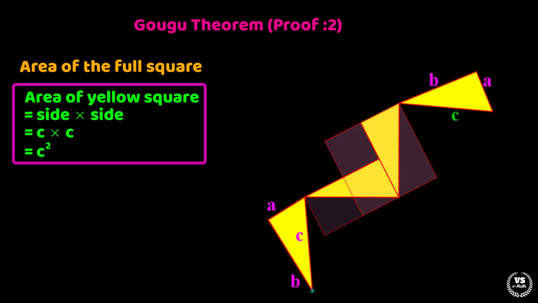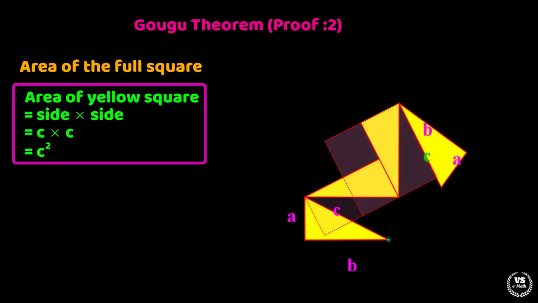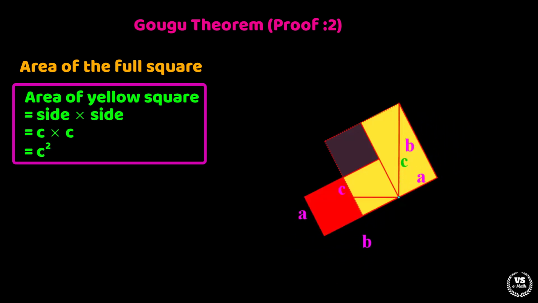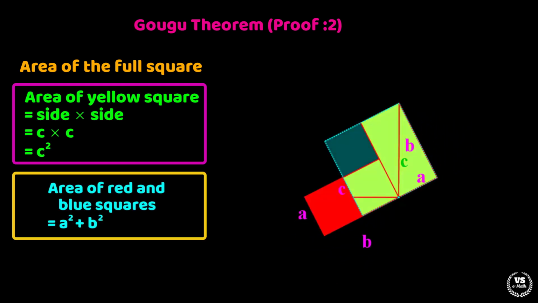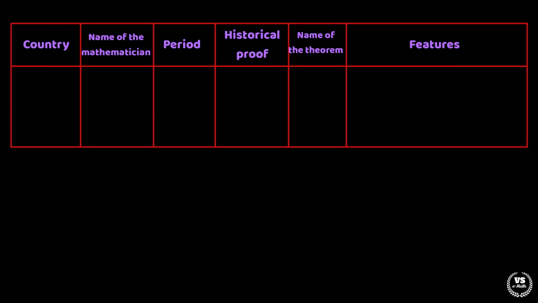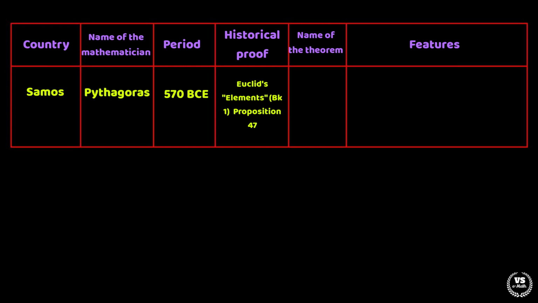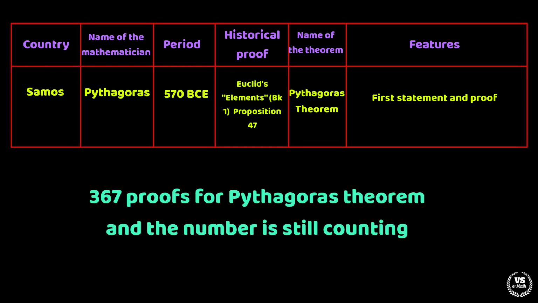Though some claim that the proof is more of an algorithm, the steps of the algorithm are similar to the proof itself. Pythagoras is by tradition credited as the first mathematician to prove that theorem, and there are 367 proofs for the same theorem, and the number is still increasing.